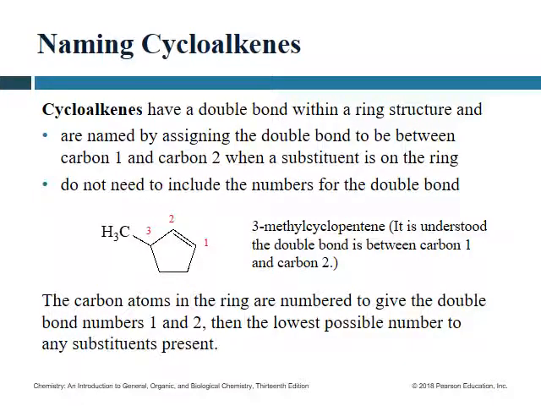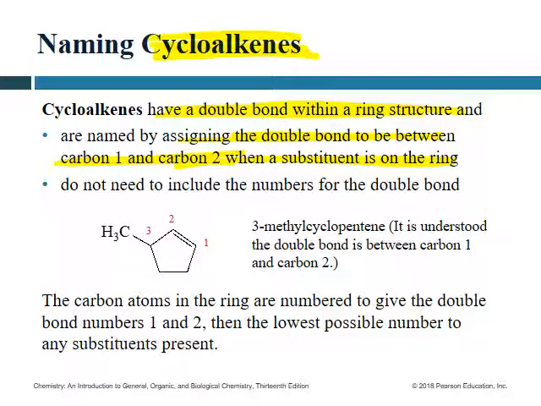Next, we also have some cycloalkenes. Cycloalkenes means there would be a double bond and it would be a cyclic structure. Okay, they have a double bond within a ring structure. And how are they named? They are named very similar to how we were naming previously. They are named by assigning the double bond to be between carbon 1 and carbon 2 whenever there is a substituent on the ring.